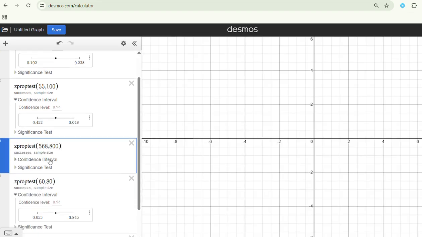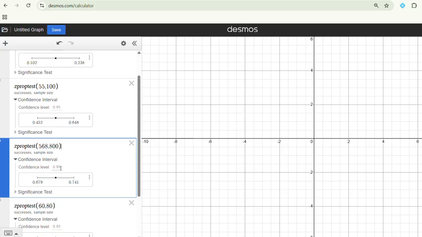Create the test. This is supposed to be a 90% confidence interval, so we would have to change that box to 0.90. And after clicking confidence interval, you see here, there's the lower bound of 68.4% and upper bound of 73.6%. Pretty awesome, eh?